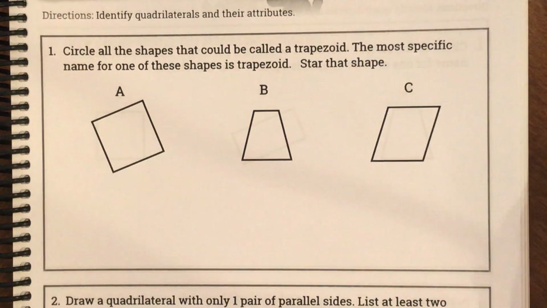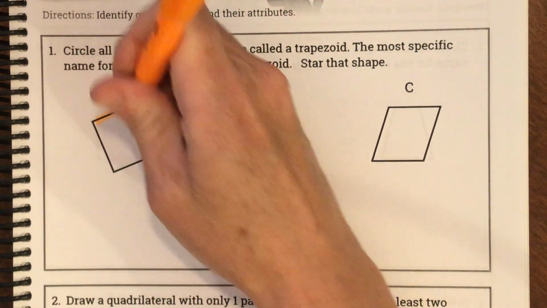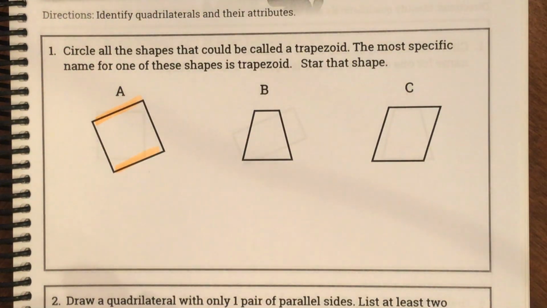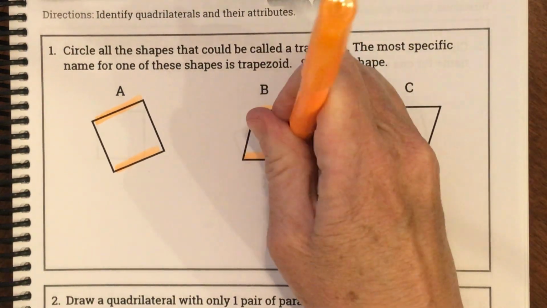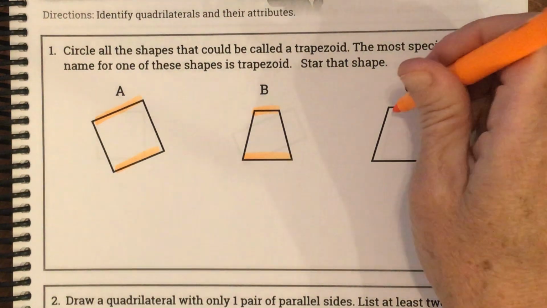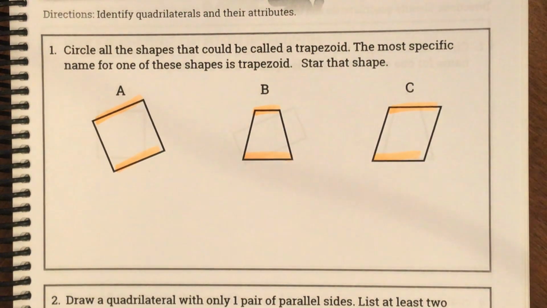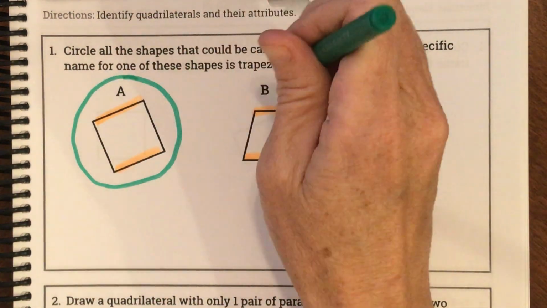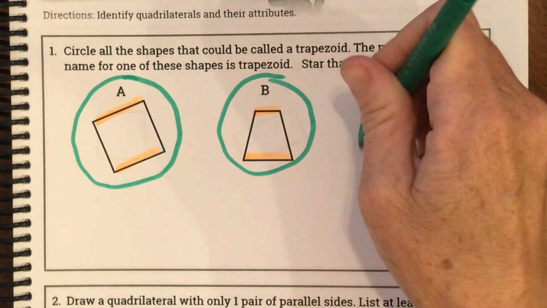I know that a trapezoid's rule is you have to have at least 1 pair of parallel sides. So does this shape have 1 pair of parallel sides? Yes, those will never touch. Does this shape have 1 pair of parallel sides? Yes. And does this shape have at least 1 pair of parallel sides? Yes. So all of those shapes followed the rule to be called a trapezoid.